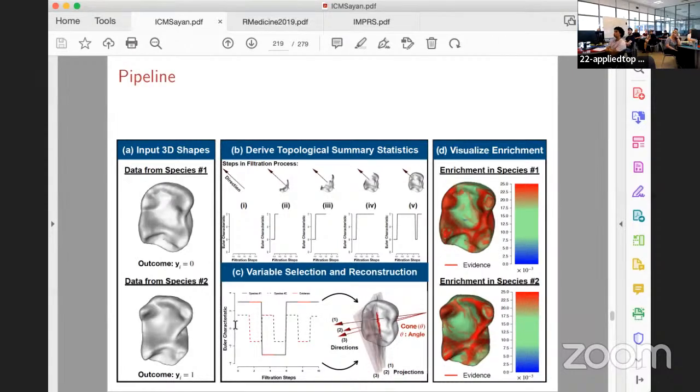And then we can use, I'll tell you more how to do this, variable selection techniques in statistics to tell you in which direction and at what depth, at what height, do these curves look the most different between the two classes? Okay, and those are the things that are encoded in red. So far, so good.